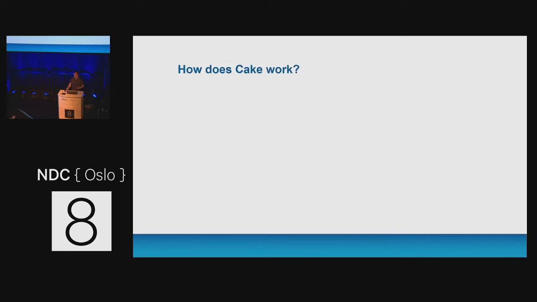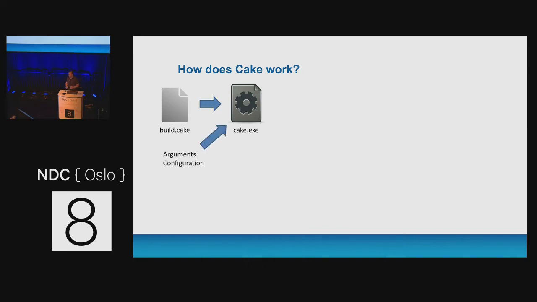So with that in mind, just a quick brief overview of what Cake actually is and what it does. So Cake, as I said, is an exe. That exe takes as its input this build.cake file. I'll show you some examples of what the build.cake file is and what it means as we go through this. In addition to the build.cake file, Cake accepts a number of arguments into the raw cake.exe, as well as via environment variables and/or a configuration file that you can actually specify within your repository as well. What that allows you to do is fully customize how Cake is going to work.